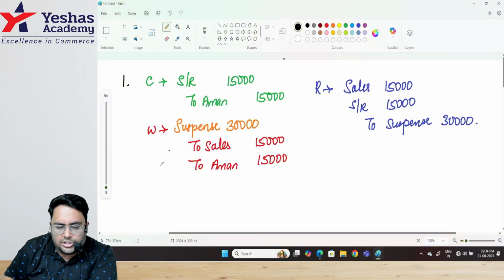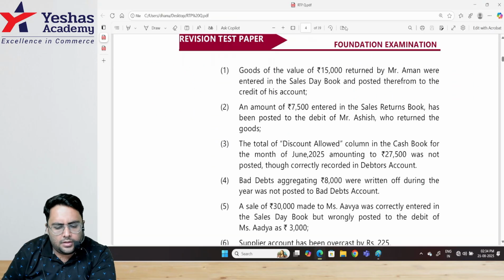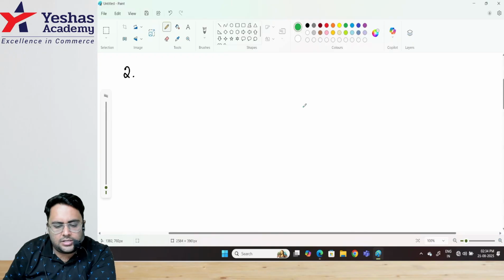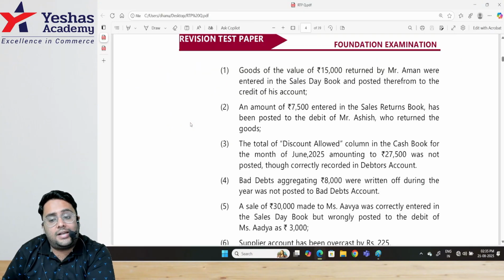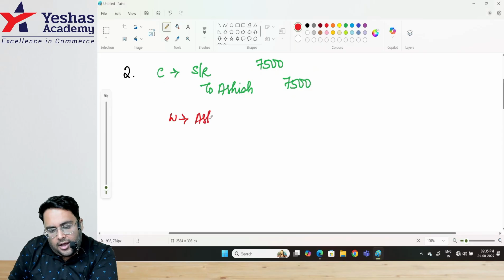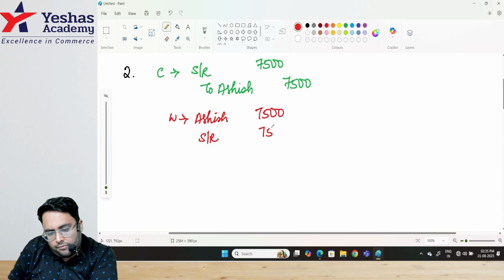So the transaction is dealing with what? Goods returned by Ashish. Is it sales return? Ashish returned the goods, so it's a sales return. Tell me what is your correct entry? Sales return account debit to Ashish account. How much is the amount? 7,500. What is the wrong entry saying? The wrong entry is saying has been posted to the debit of Ashish. So they have done Ashish account debit 7,500. What about sales return? Sales return has been correctly debited 7,500.